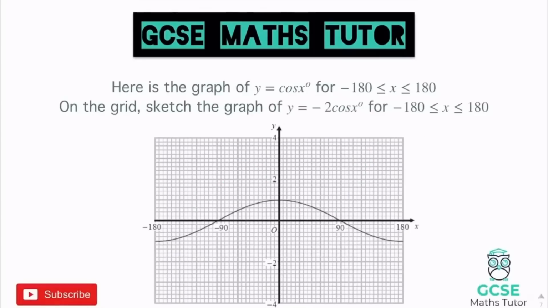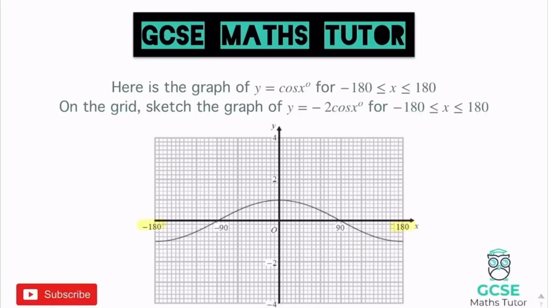Okay, so this says, here is the graph of y equals cos x between the values minus 180 and 180. And again, we can see that on the graph. It does stretch from minus 180 to 180. It says on the grid, sketch the graph of y equals negative 2 cos x, but again, between these values. Okay, so taking a little approach to this then. I'm just going to take the calculator approach. Now again, you could take a graph transformation approach to this, but let's have a look at the end and see what that graph transformation is.